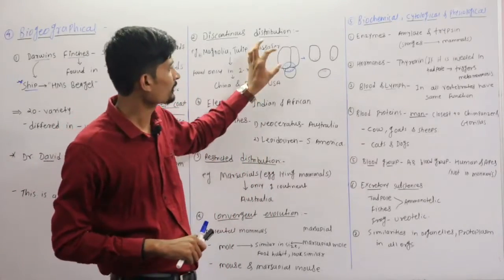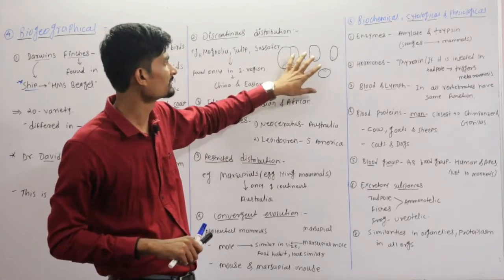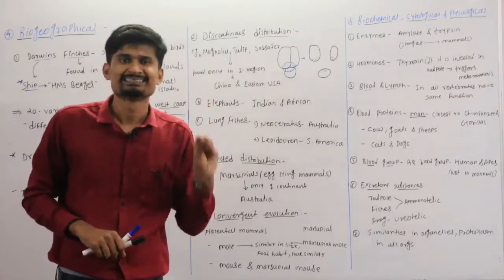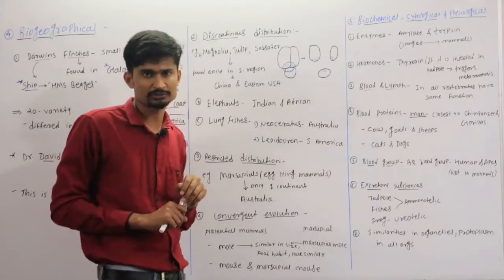So it is believed that all the continents were in contact, and after the separation of these continents, these organisms also got distributed into specific regions. Okay, so that is the discontinuous distribution.